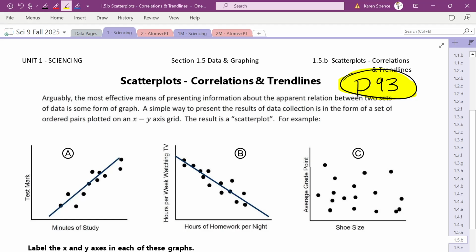Scatter plots. Can you guess why they are called scatter plots by looking at these graphs? Yeah, all little dots are scattered all over the place, right? And they are really, really effective ways of showing lots of scientific relationships.